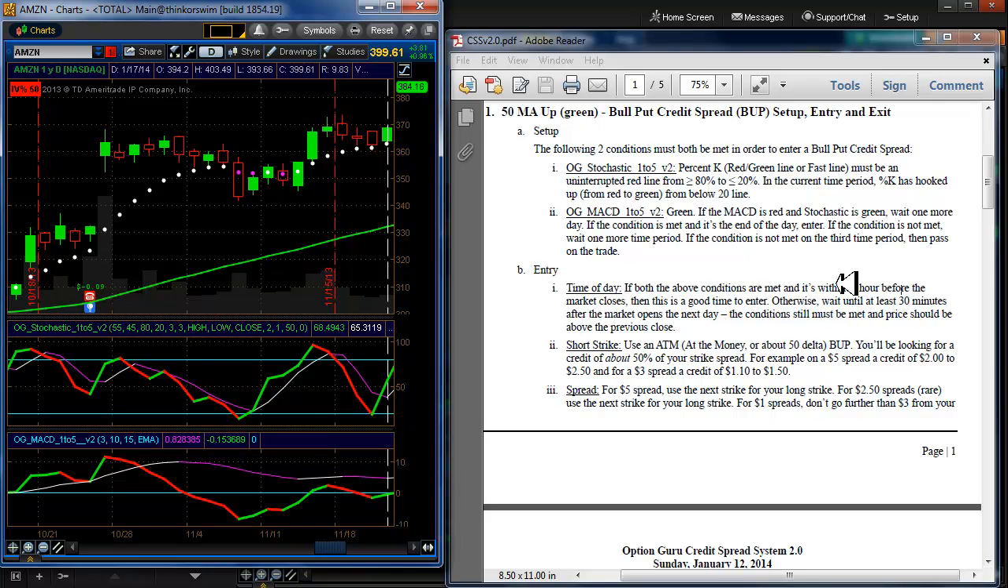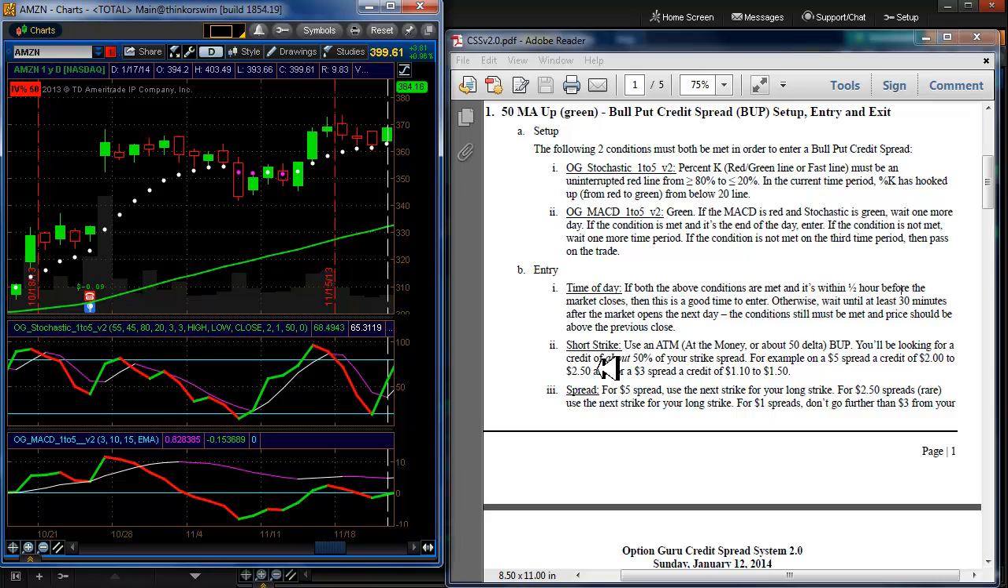Alright, for your short strike, you would use an at the money or about a 50 delta bull put in this particular trade. You'll be looking for a credit of about 50% of your strike spread. For example, on a $5 spread, a credit of $2 to $2.50, and on a $3 spread, a credit of $1.10 to $1.50. The reason why we do that is because, for instance, on a $5 spread, if you get a $2.50 credit, you're only risking $2.50. So that's a 1-to-1 trade.